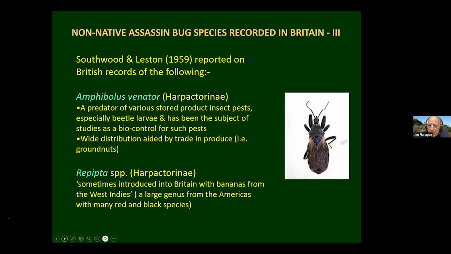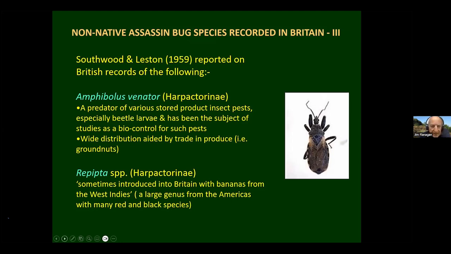Just a couple of bugs that were mentioned by Southwood and Leston. These are kind of imports. Amphibolus venator, a predator of various stored product insect pests. So with the imports of food, you're always going to get these kinds of records. I don't think I've heard of any recent such records. And there's Reptipta introduced into Britain with bananas from the West Indies. Highly unlikely to establish here, but novel and interesting.